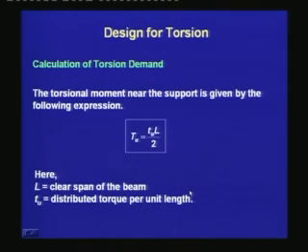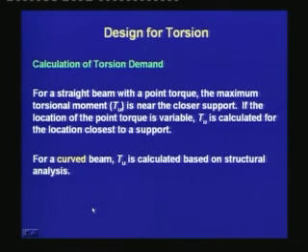The torsional moment near the support is given by the following expression: capital Tu is equal to the small tu times L divided by 2. Here L is the clear span of the beam and small tu is the distributed torque per unit length of the beam. For a straight beam with a point torque, the maximum torsional moment Tu is near the closer support. If the location of the point torque is variable, Tu is calculated for the location closest to a support.